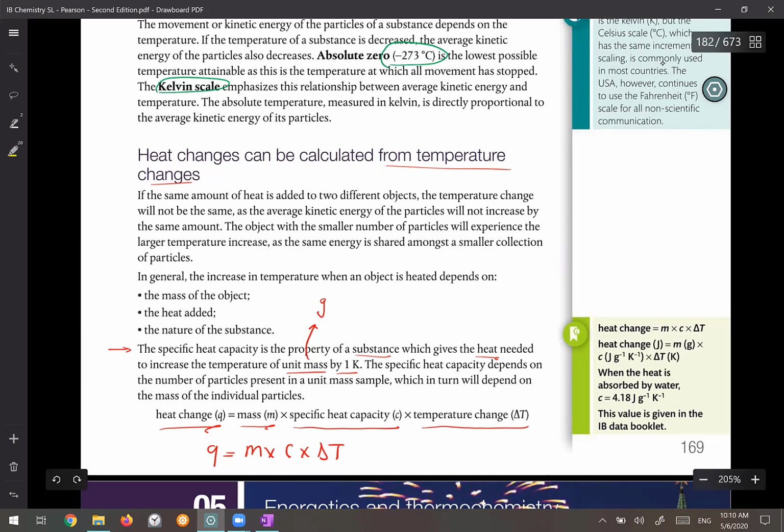So the amount of heat which we need to increase the unit mass that we use in chemistry is gram here for a specific heat capacity. So this is the amount of heat which is needed to increase the temperature of 1 gram of any substance by 1 Kelvin. And because 1 Kelvin change in temperature equals 1 degree centigrade change in temperature, you can use them interchangeably. Okay.